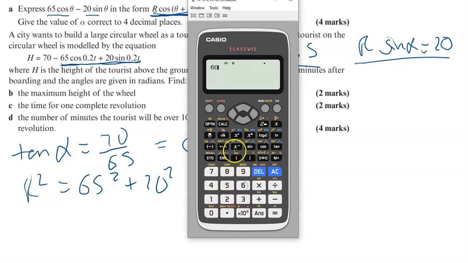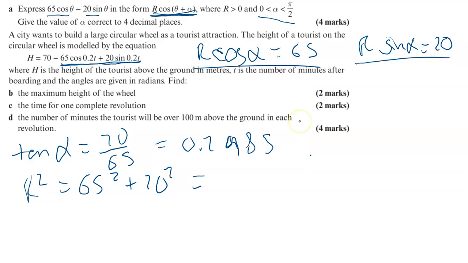So 65 squared plus 20 squared equals 4625. Any chance that that's square roots? No. But anyway, at least we have it in a simpler form, 5 root 185. Okay, so here we have our two answers.